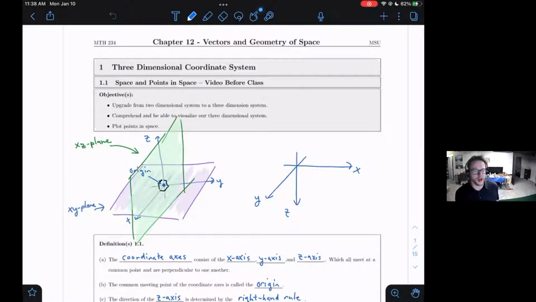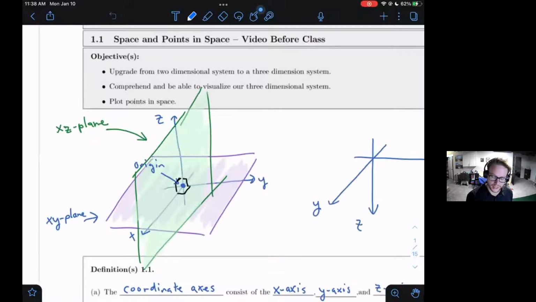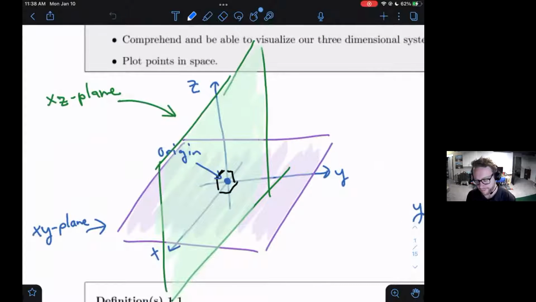Okay, so we talked about upgrading our two-dimensional system into a three-dimensional system. So instead of just X's and Y's, we have X, Y's, and Z's. You can see the convention for this is to take this XY plane and set it flat on your desk. And then that third dimension, this new Z dimension, comes out of your desk, right? So here you can see the X, Y, Z.